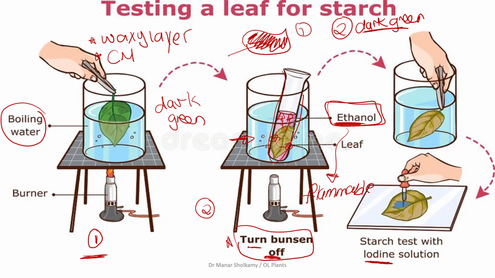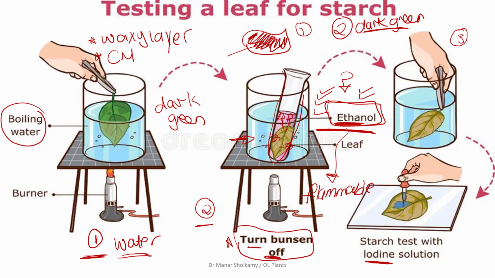So again, step number 1, I will boil my leaf in water. Why? To remove the waxy layer and to destroy the cell membrane so that my iodine can penetrate. Number 2, I'm going to boil it again, but this time in what? In ethanol. I am boiling it in ethanol this time because I want to remove what? The chlorophyll. Very good. I want to remove as much chlorophyll as I can to make it lighter in color.